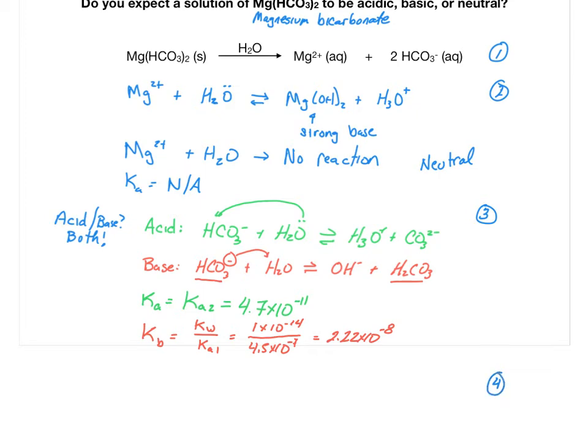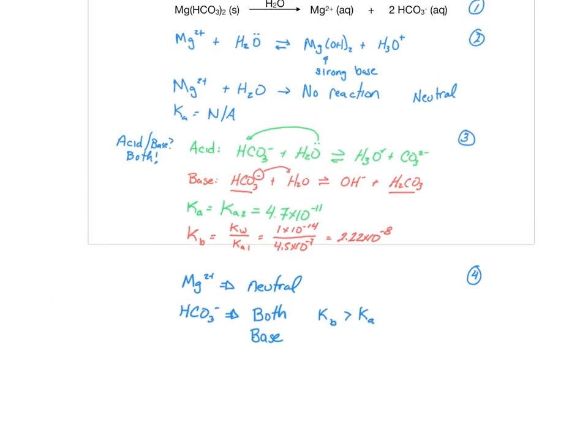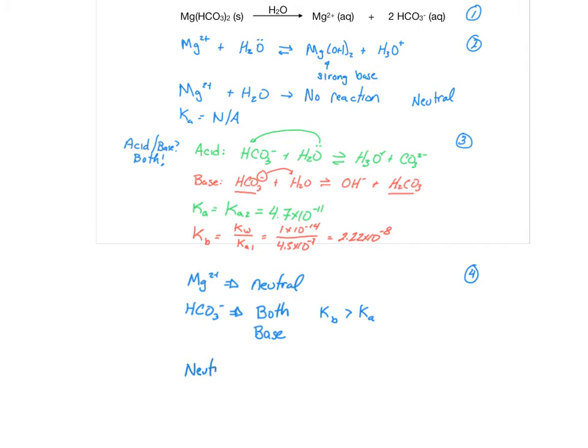Okay, so now step 4, I have to put all of this together. My magnesium behaves as a neutral. My bicarbonate behaves as both. And so just like we did whenever we had a weak acid and a weak base in solution, we have to determine which one wins. In this case, my Kb is greater than my Ka, which means that the bicarbonate is going to behave as a base. So for this overall solution, I have a neutral plus a base, which means that the solution will be basic.